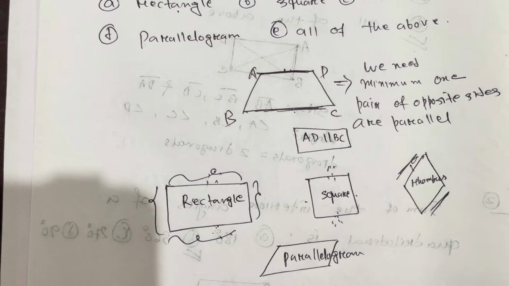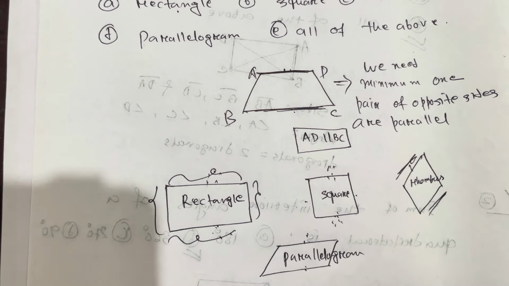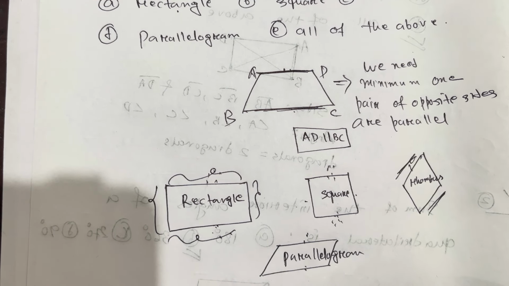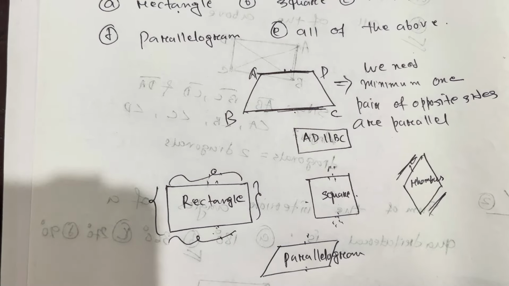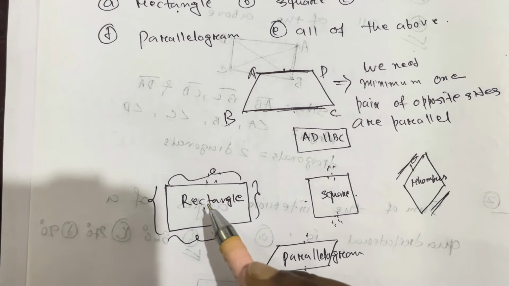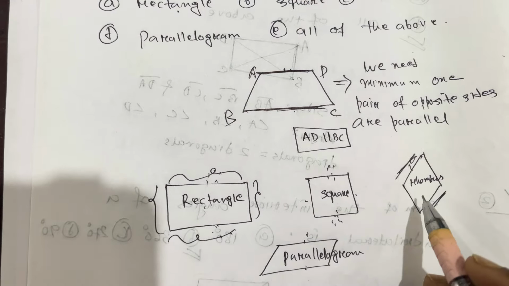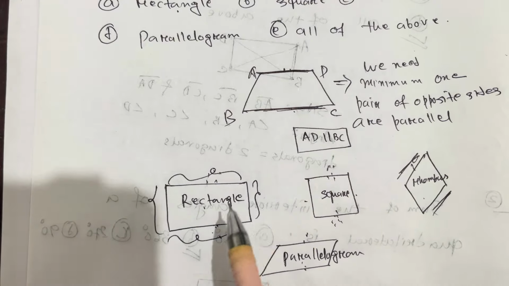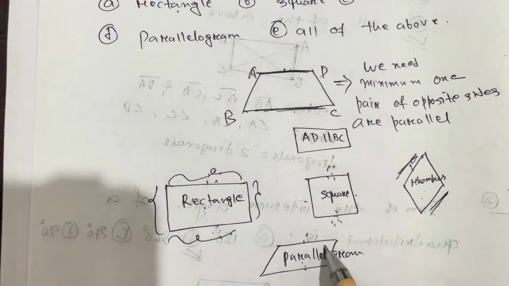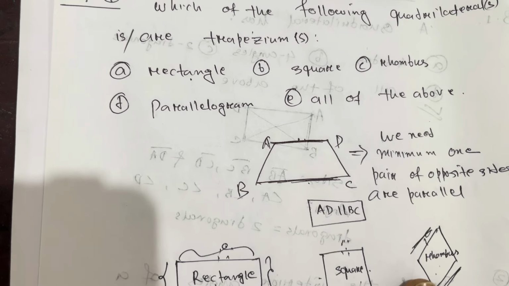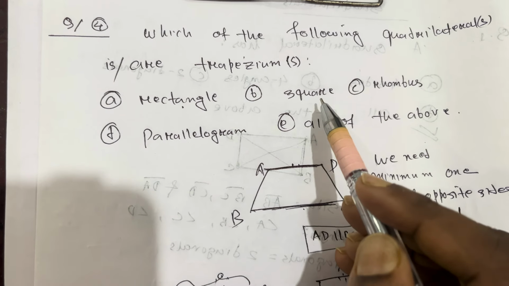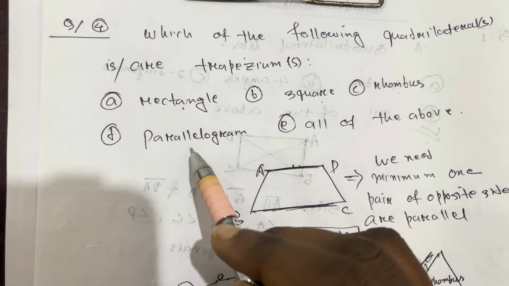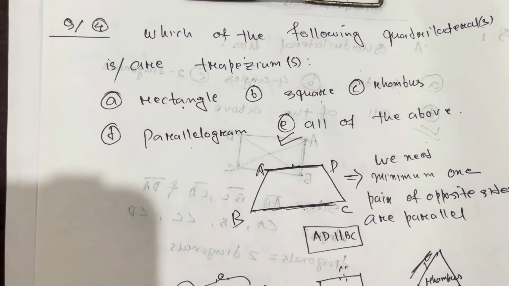So a parallelogram also has both opposite pairs of sides parallel. Always remember, a trapezium is such a quadrilateral which has at least a minimum of one pair of opposite sides parallel. Rectangle has both opposite pairs parallel, square also both, rhombus also both, and parallelogram also both. So all rectangles, all squares, all rhombuses and all parallelograms are also trapeziums. So that's why the answer is all of the above. Yes or no?